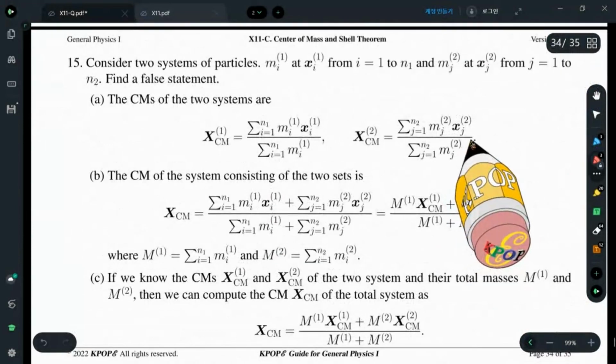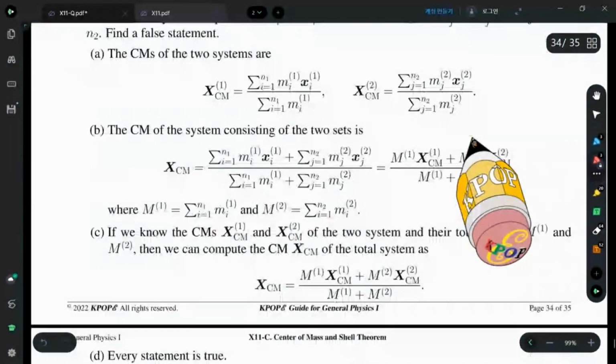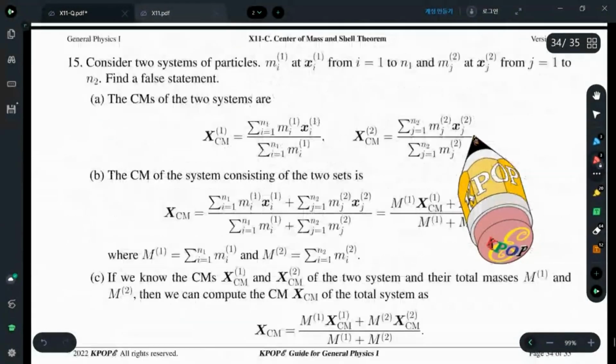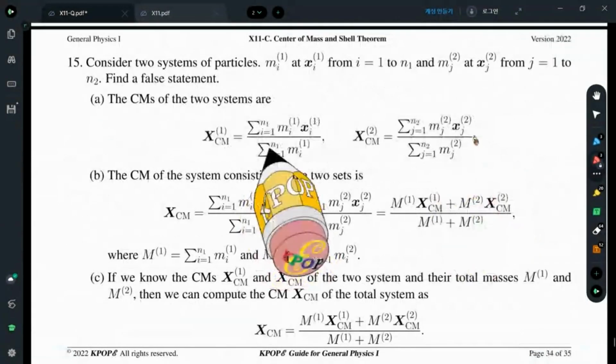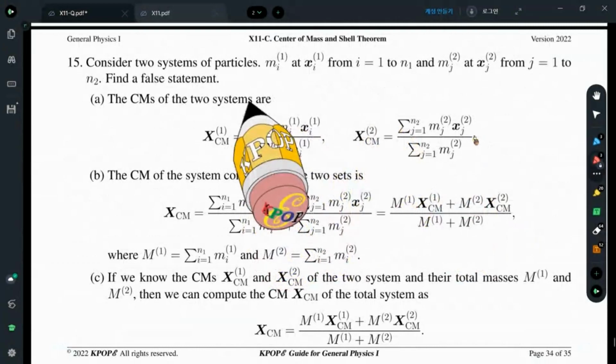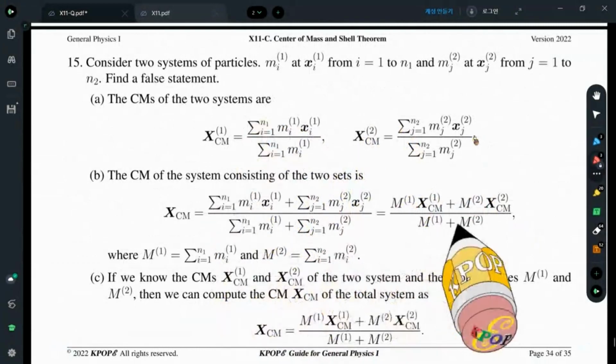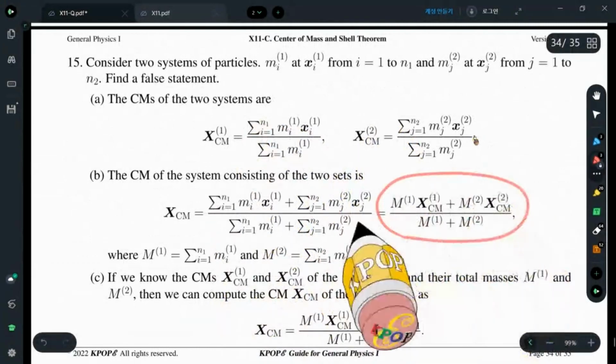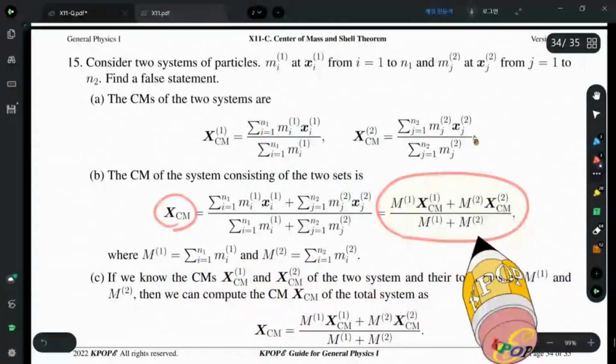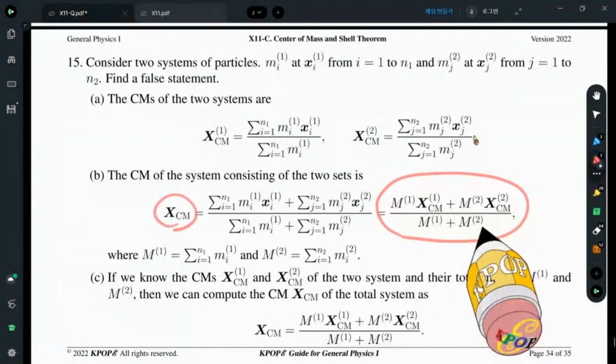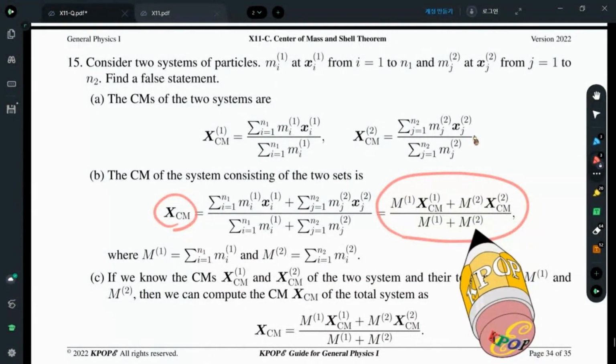And now, time is up. This one is the combination of two systems of particles, and we see what happens to the center of mass of the composite system, and I think it is well explained in the original version of X11. Okay, that's it for today.